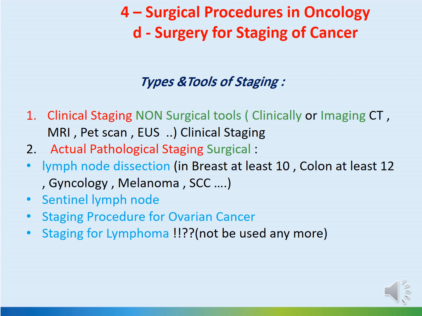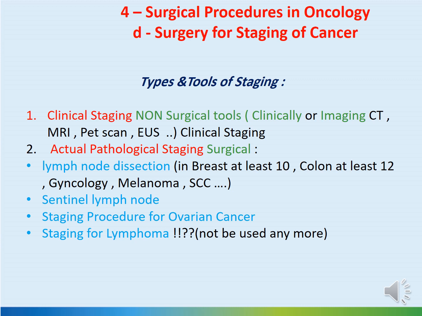In this scenario, when we are talking about lymph node dissection, there is a minimal number of lymph nodes that has to be dissected in the breast. In order to determine the correct staging, we have to remove at least 10 lymph nodes from levels 1 and 2. In colon or colorectal cancer, in the specimen, we have to remove at least 12 lymph nodes, and so on. We remove lymph nodes in many types of cancer, like melanoma, endometrial carcinoma, or ovarian cancer.